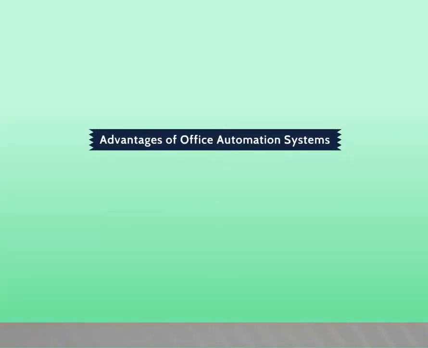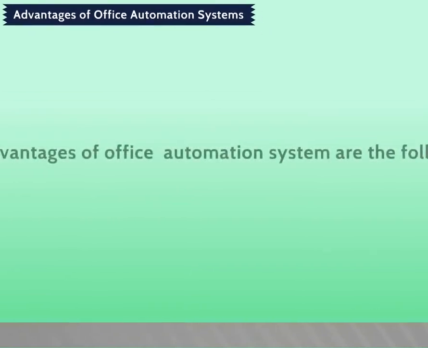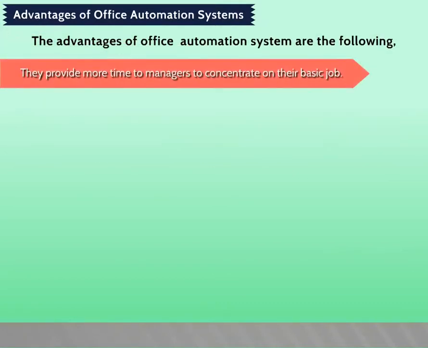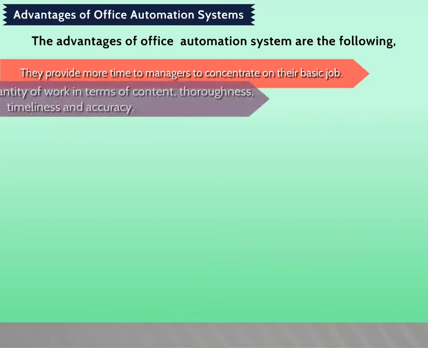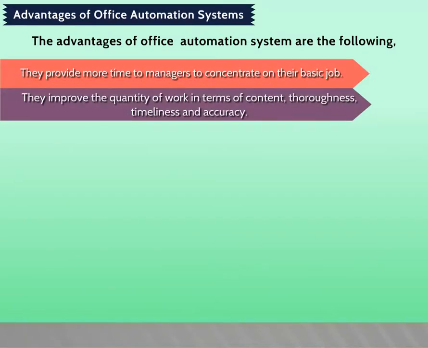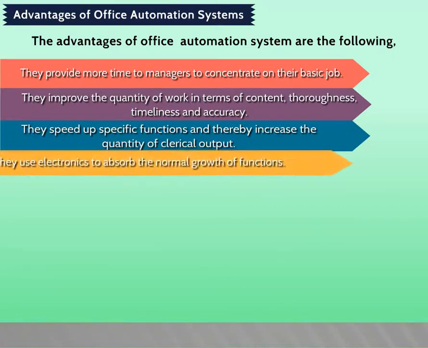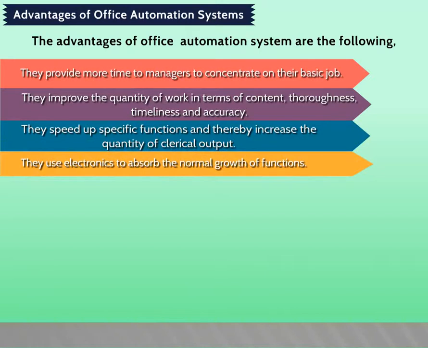Advantages of office automation systems. The advantages of office automation system are the following. They provide more time to managers to concentrate on their basic job. They improve the quantity of work in terms of content, thoroughness, timeliness, and accuracy. They speed up specific functions and thereby increase the quantity of clerical output. They use electronics to absorb the normal growth of functions.